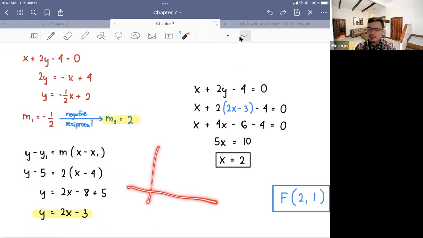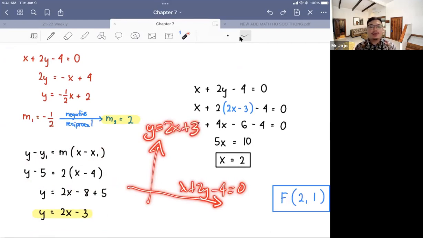Now, your second line has an equation. So the first line is x plus 2y minus 4 equals 0. The second line now is y equals 2x minus 3. All right, so we now have equations for each line. Any question, class? All right, none.